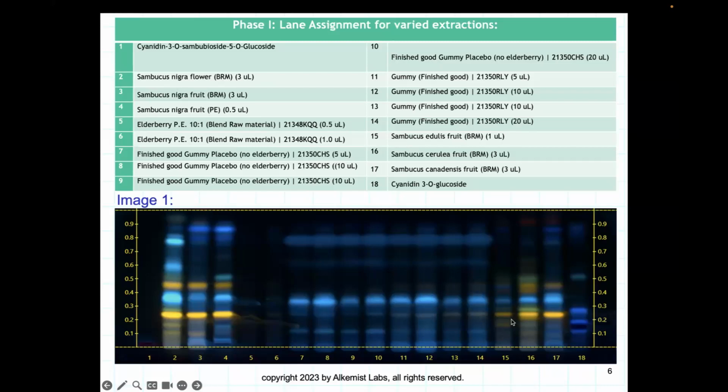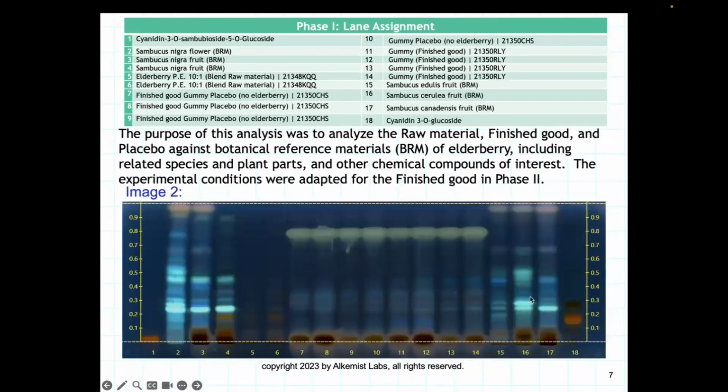Then we have lanes 15, 16, 17, three different other species, and then 18 is another reference standard. So here, the same image, same plate, derivatized in sulfuric acid after the polyethylene glycol. Same plate, but not really much more information given here, except there are differences.